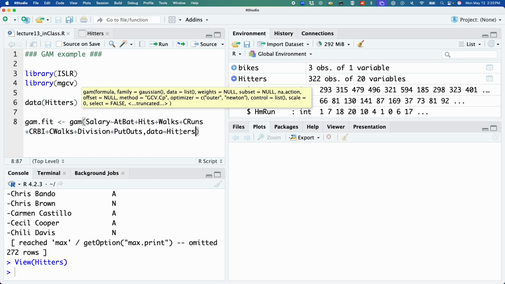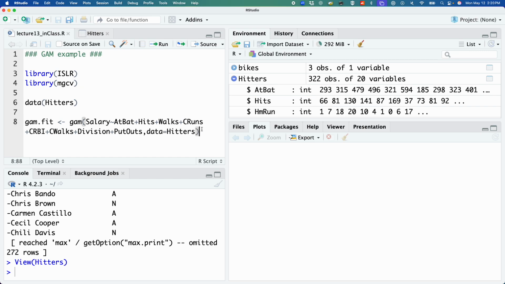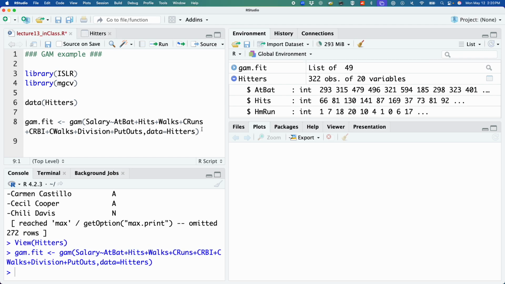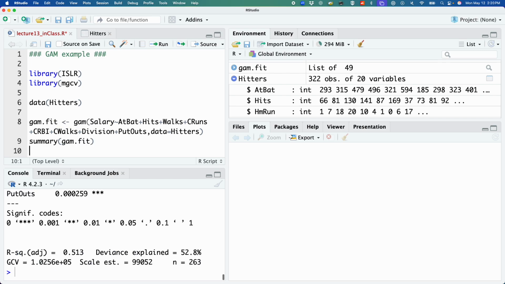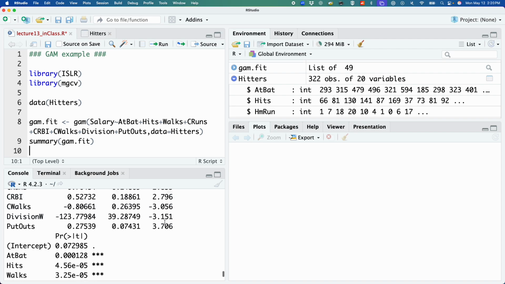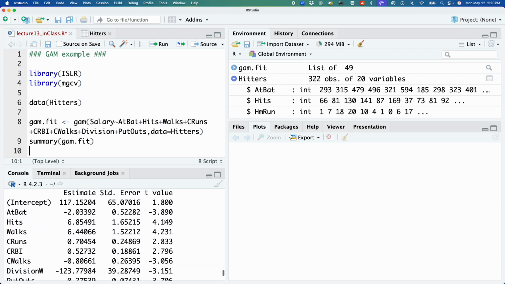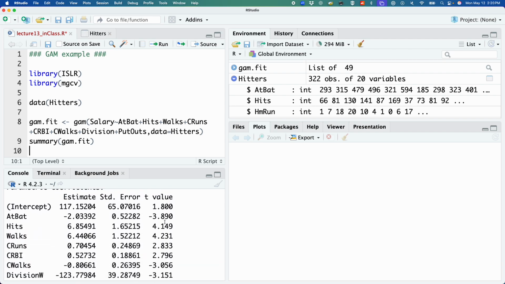And if I were to just run it like this, even though I'm using the gam function, if I do summary gam fit, you'll actually see that this will give the exact same results as a regular old linear model. I haven't actually done anything different here.